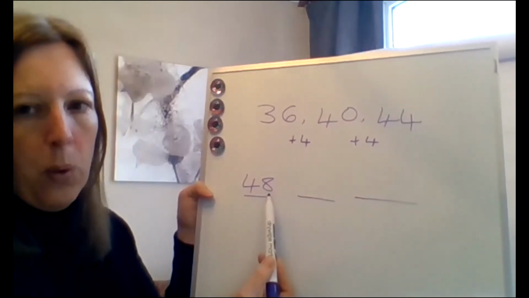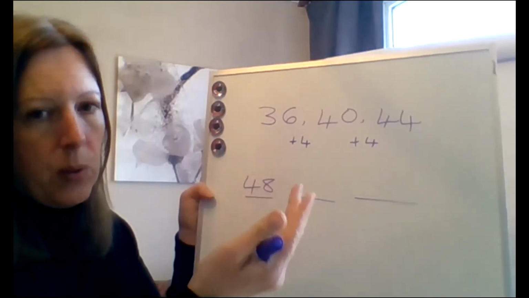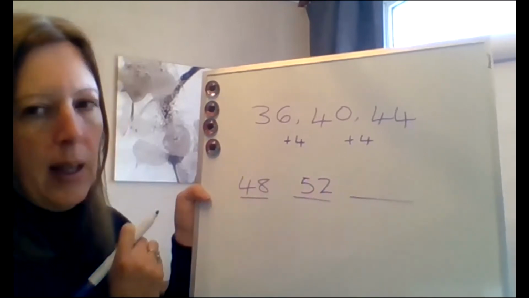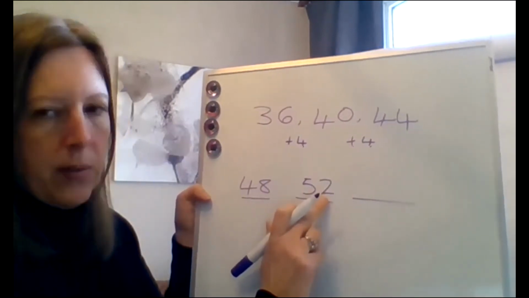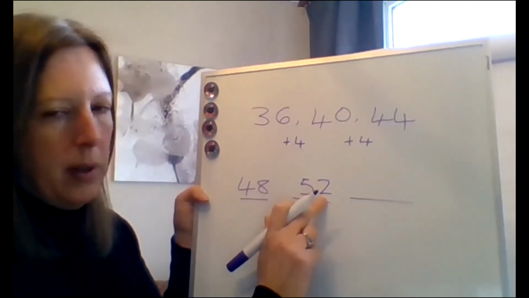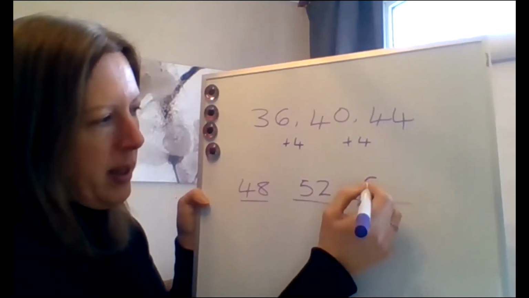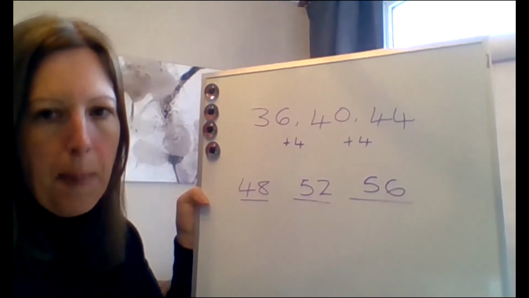So if I'm adding on 4 to 48, I'd add 49, 50, 51, 52. So 52 is going to go in here. And then adding another 4 on, I add 4 onto the 2 I've got here in my ones column, and I'm going to get 6. So my final number in my sequence is 56.